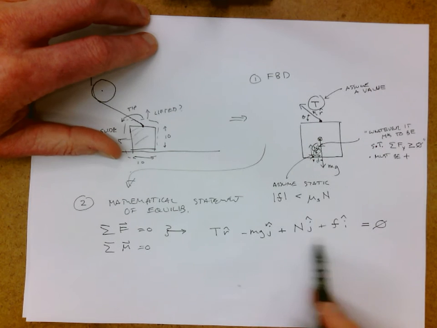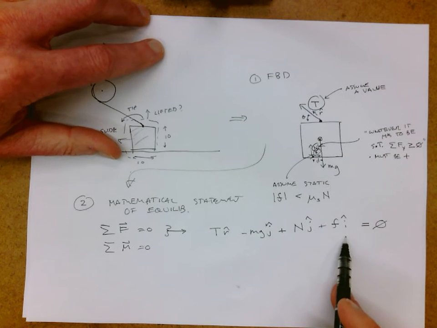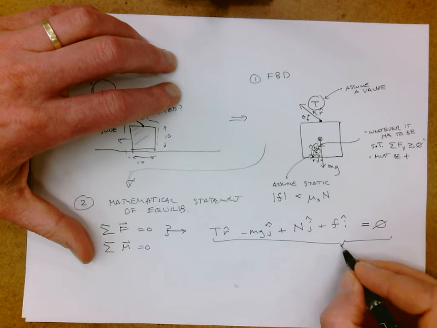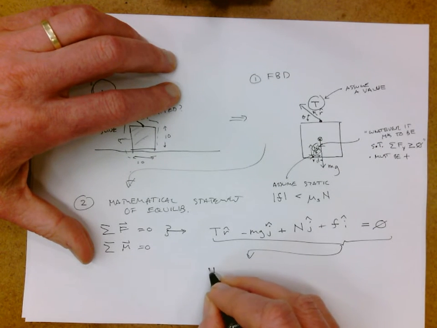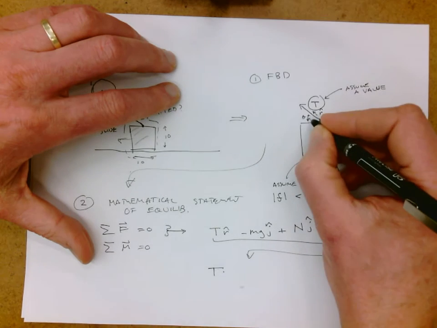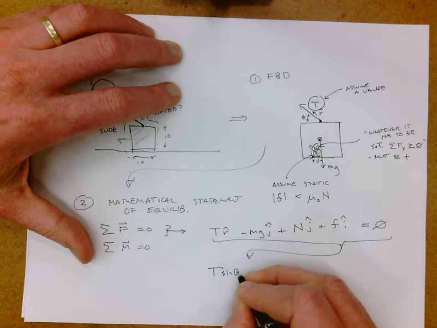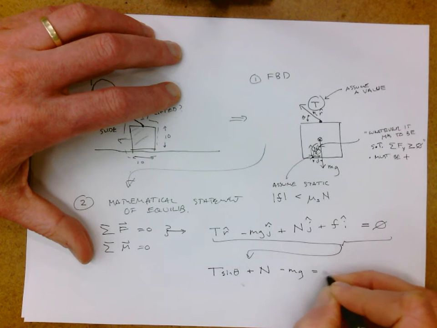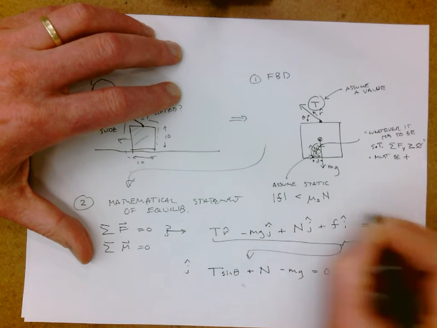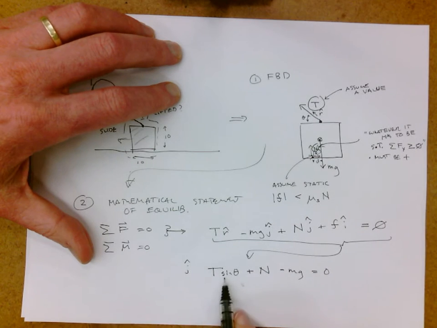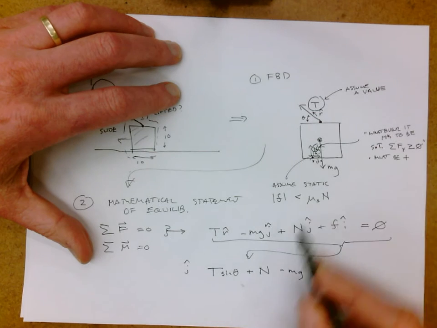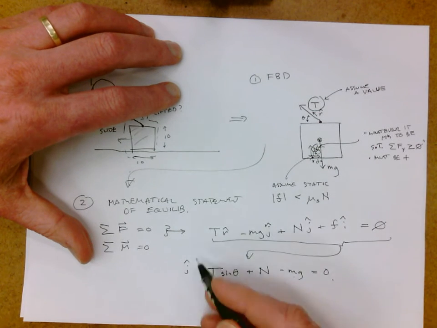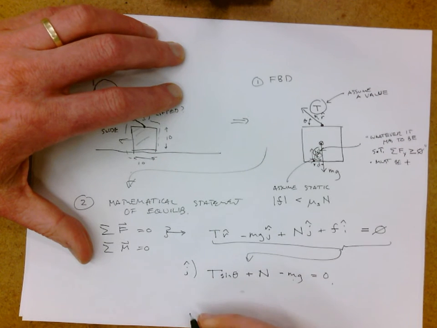If I take a second to think about that, I can see a couple of things. One is that I can collect terms here and determine, for example, that if I call this angle theta, T times sine theta plus N minus mg has to be 0. That's the j hat component of this vector equation. The upward force from the tension plus the upward force from the normal force minus mg has to be equal to 0 in order for it not to get lifted off the ground.